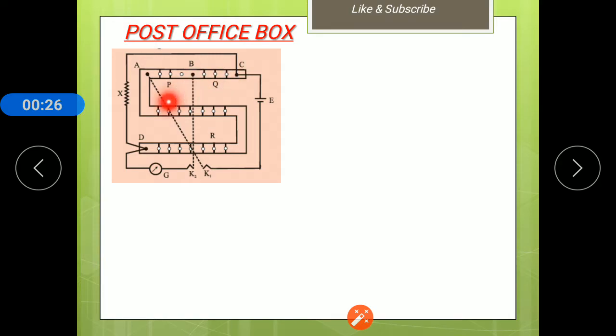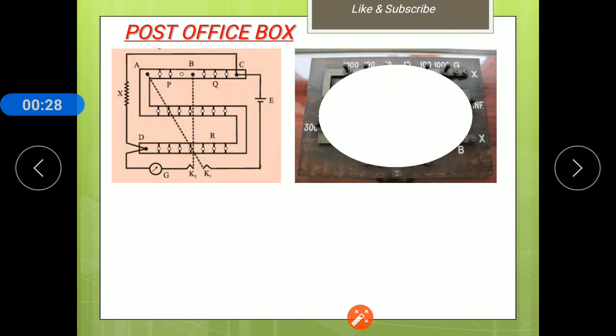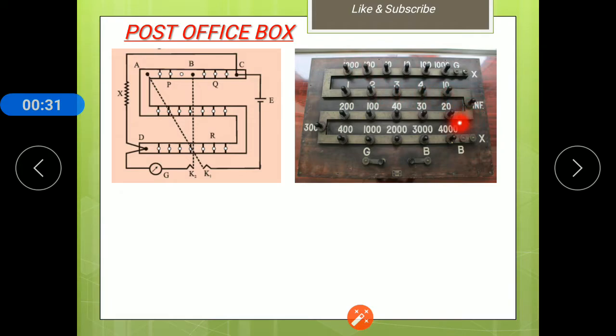So this is the circuit diagram of the post office box. The practical kit of the post office box looks like this. It consists of two arms, AB and BC, called the ratio arms, having fixed variable resistors P and Q. P and Q have resistances of 10, 100 and 1000 ohm, whereas the third arm AD has the resistor R, which is a variable resistor, and the value of R varies from 1 to 5000 ohm.